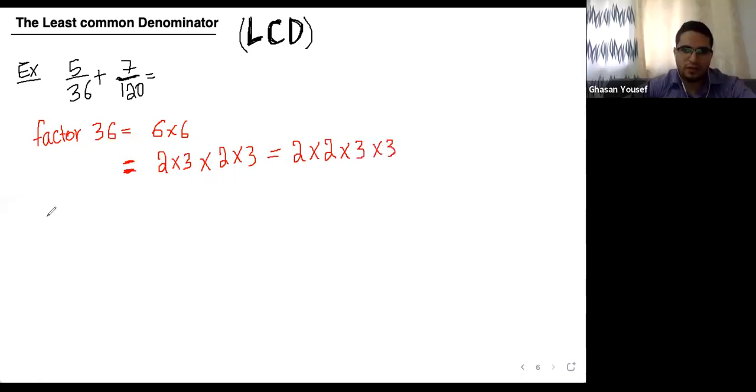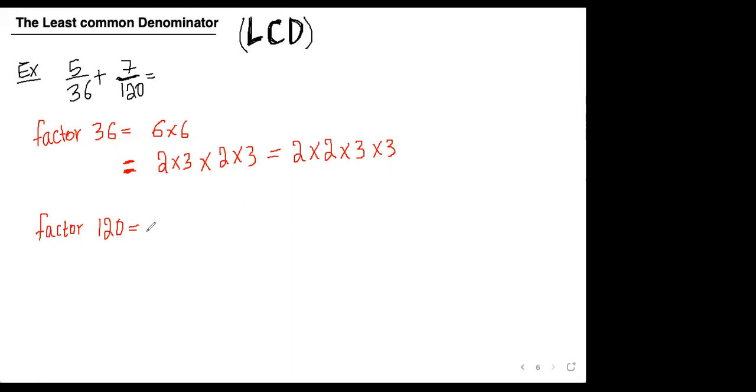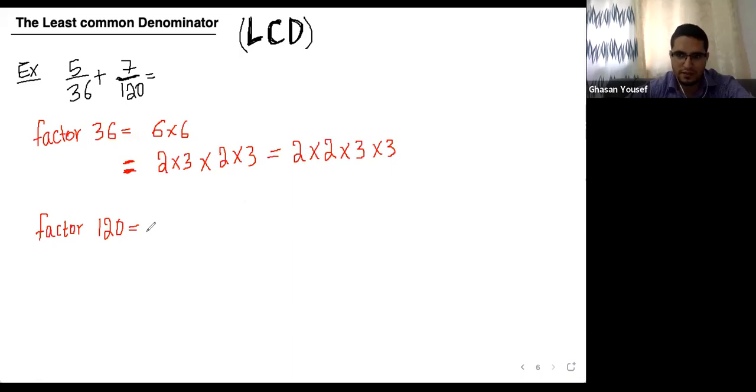Now we have to factor the other one, 120. Same idea. Who will do this? Here I get a question. Couldn't you do 2 to the power 2 times 3 to the...? This is correct, but I need it in the simplest way. I need it like this: 2 times 2 times 2 times 3 times 5. Yes, go ahead.